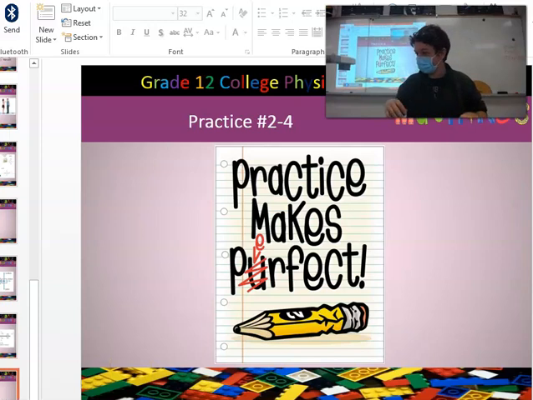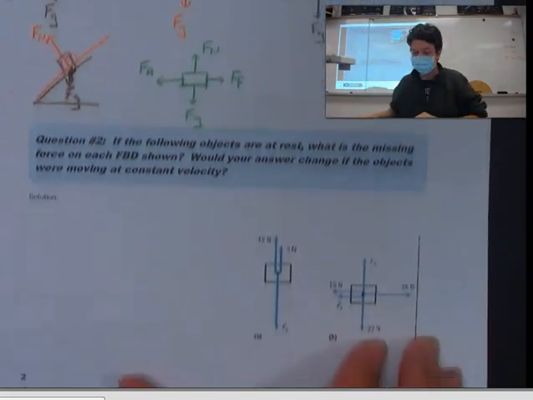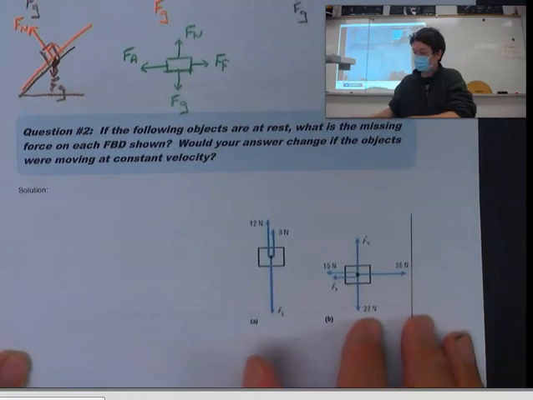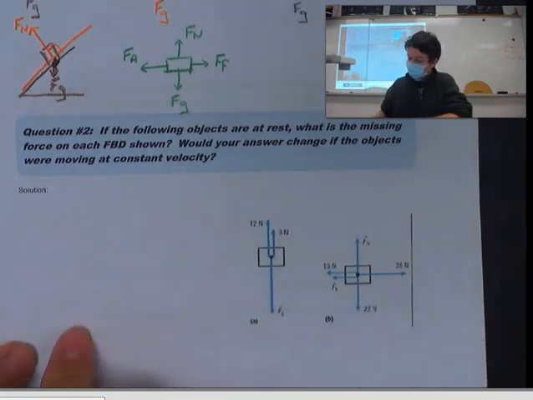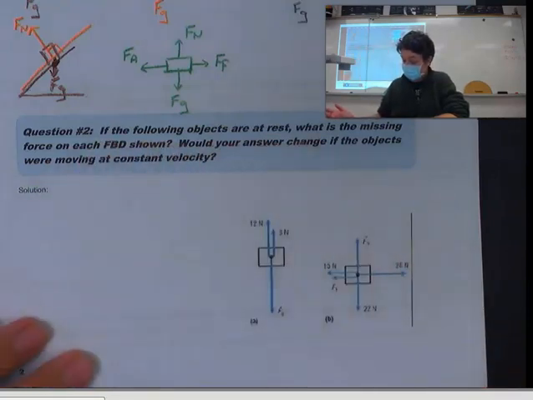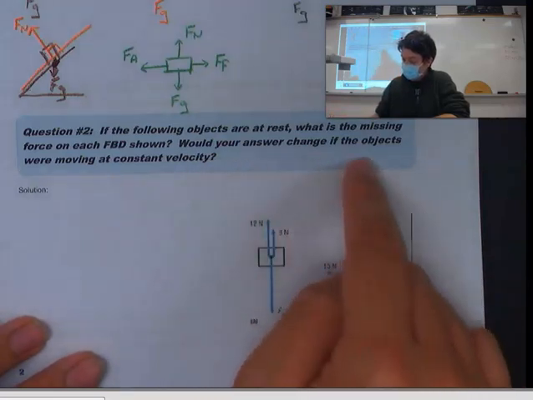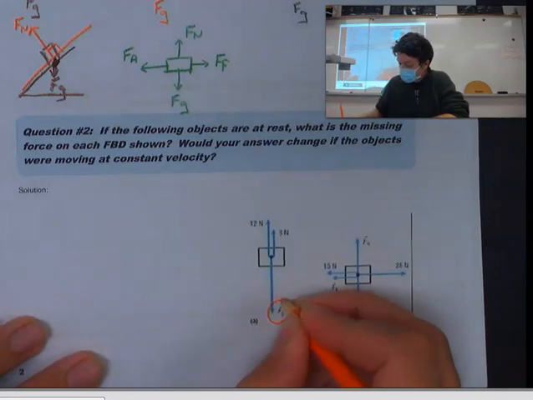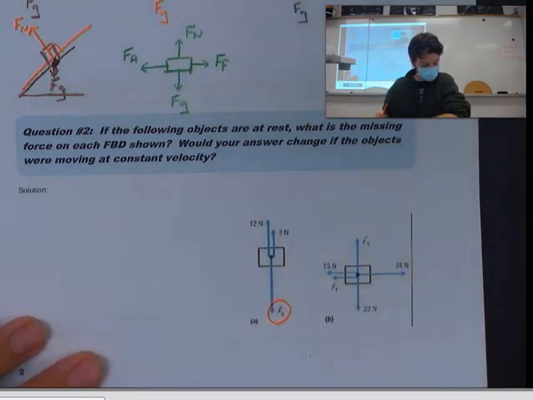So let's do some more examples. We'll start with number 2, and then maybe we'll take a little break because I know this lesson is long. In this one it says, if the following objects are at rest, what is the missing force on each free body diagram? Would your answer change if the objects were moving at constant velocity? So let's look at the first one first. We have to find the missing force. In that case, here we have a force of gravity. So we need to figure out what that force of gravity is.